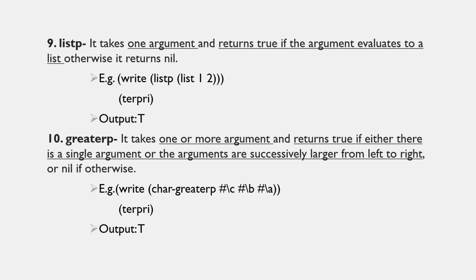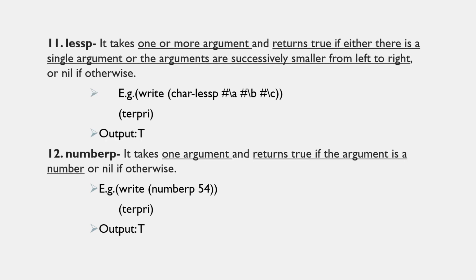Write char greater p. Values provided are c, b and a, where hash and 1 are given before them. Now c is greater than b and b is greater than a. So your answer will be true.